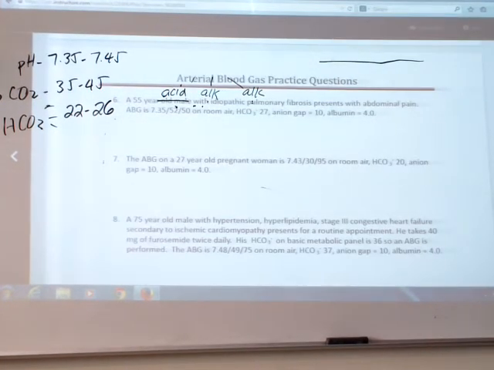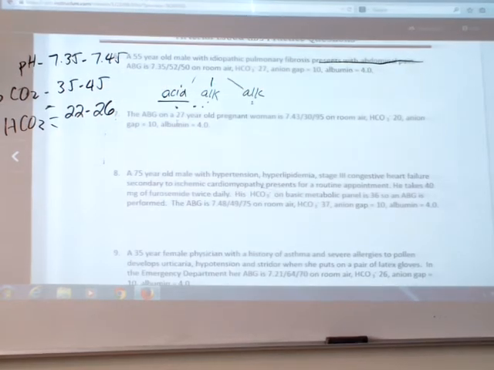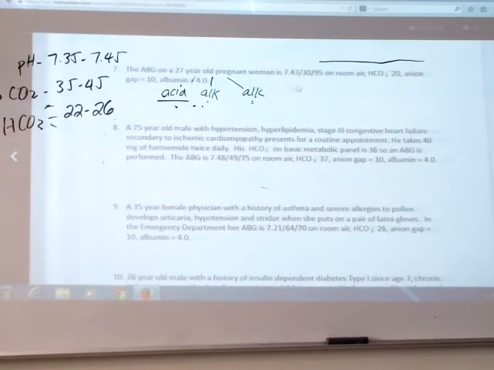Pulmonary fibrosis. It's going to be respiratory. It's very easy, right? The pH is normal, so it's compensated. Respiratory acidosis, right? But it's already corrected, so compensated respiratory acidosis. How about this one? That's compensated too.